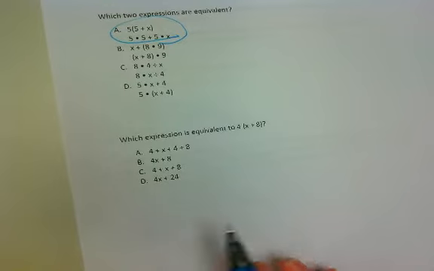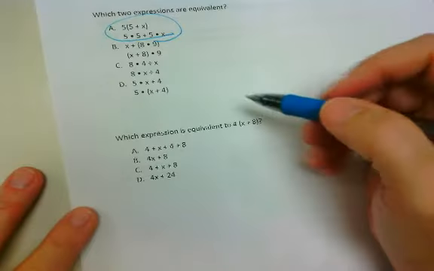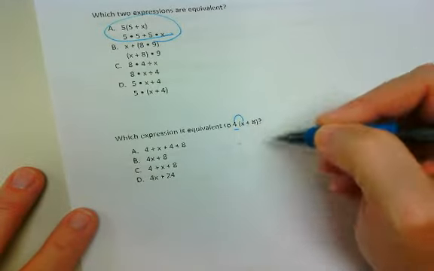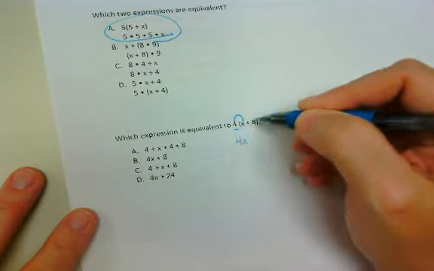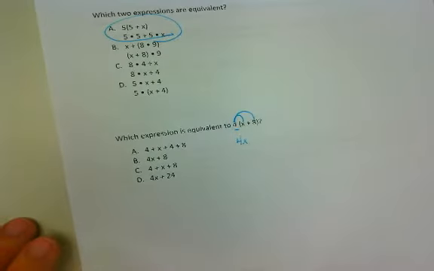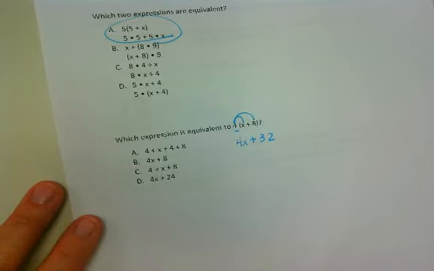Here it says, which expression is equivalent to this? Well, this is an example of distributive. We have a number on the outside that we have to distribute through. So 4 times x is 4x, and 4 times 8, when you do 4 times 8, what do you get? What is 4 times 8? That's 32. So it's plus 32. Okay?